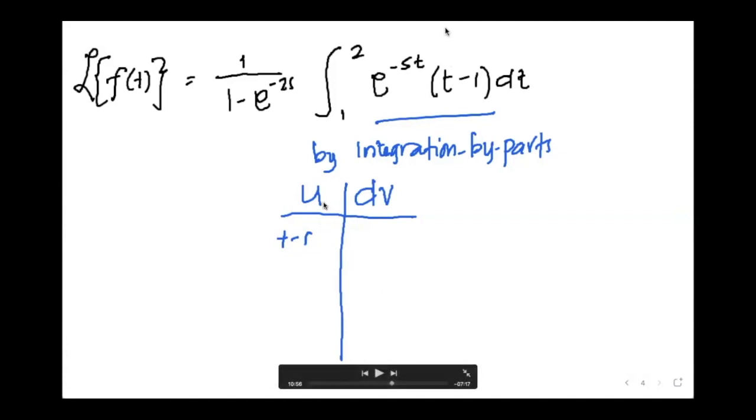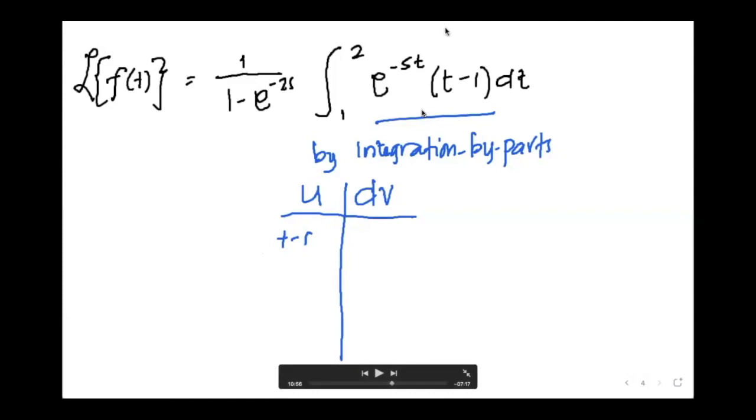So for our u in the left column, you differentiate. And then on the right column, we integrate. Until when? Until you reach zero. The good thing about algebraic functions is that if you differentiate and differentiate, it eventually reaches zero. That's the nice thing about an algebraic function.